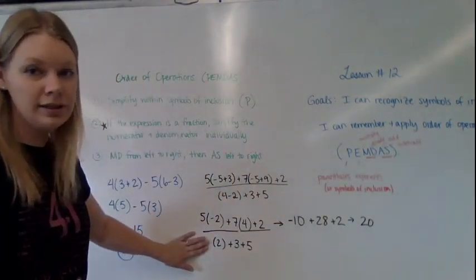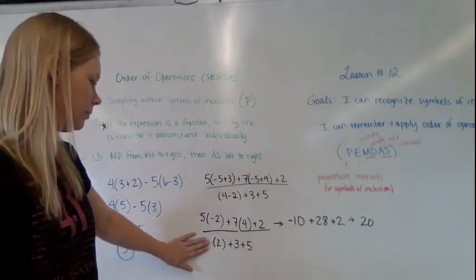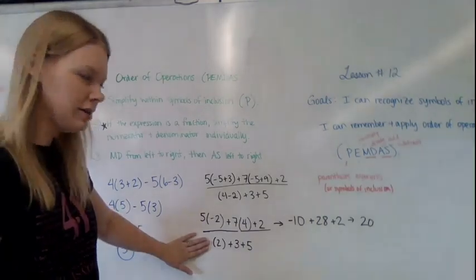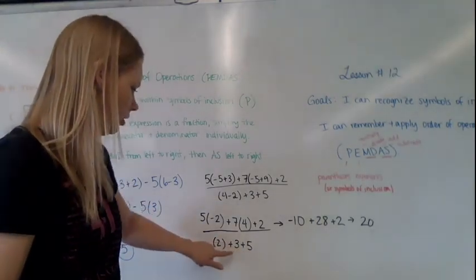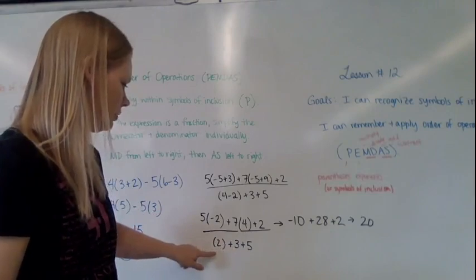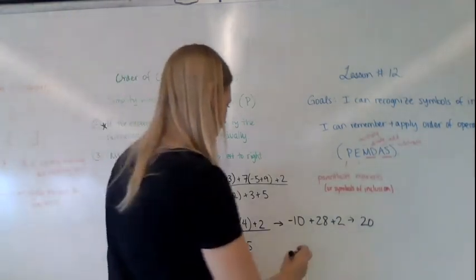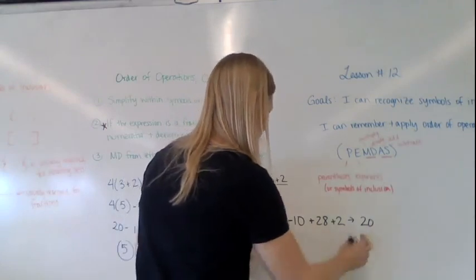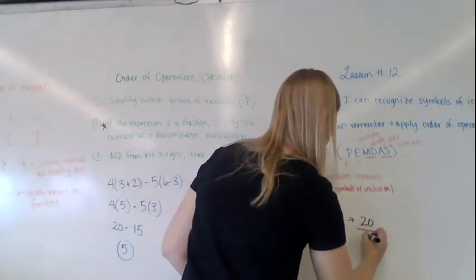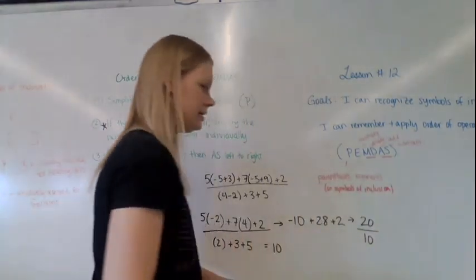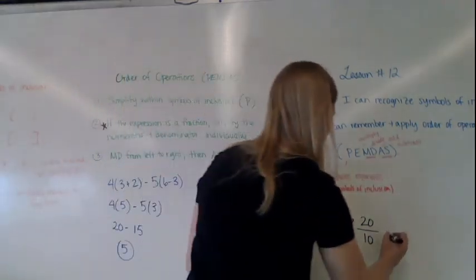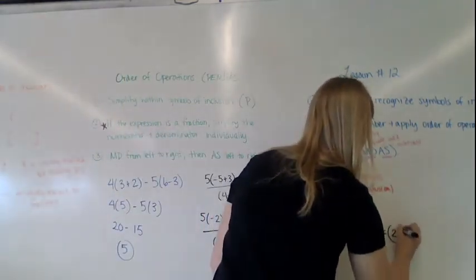Next, I'll move to the denominator and simplify that by looking for any multiplication or division. I don't see any. All I see is addition, so I'm going to just do the addition. 2 plus 3 plus 5 equals 10. And now I will write my numerator over my denominator, 20 over 10, and that simplifies readily to 2.